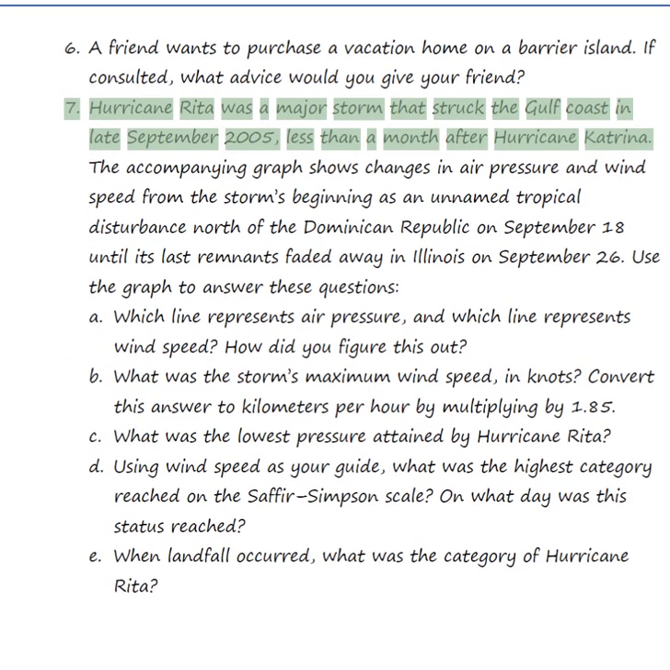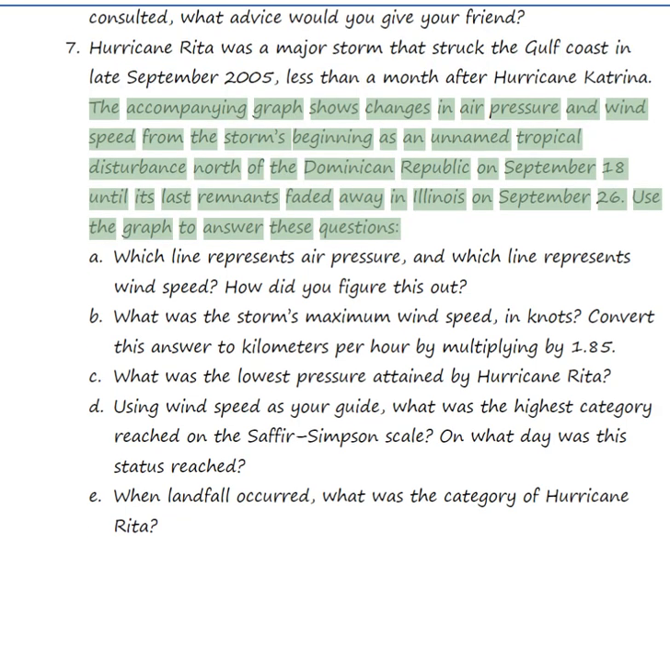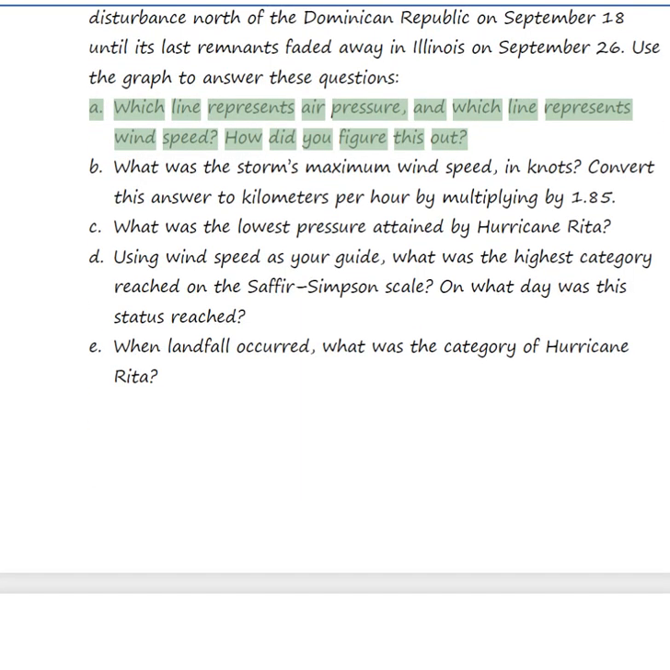7. Hurricane Rita was a major storm that struck the Gulf Coast in late September 2005, less than a month after Hurricane Katrina. The accompanying graph shows changes in air pressure and wind speed from the storm's beginning as an unnamed tropical disturbance north of the Dominican Republic on September 18 until its last remnants faded away in Illinois on September 26. Use the graph to answer these questions. A. Which line represents air pressure, and which line represents wind speed? How did you figure this out?